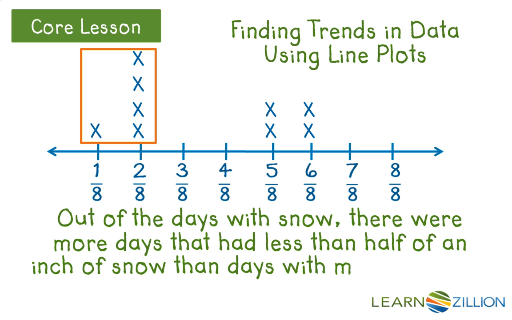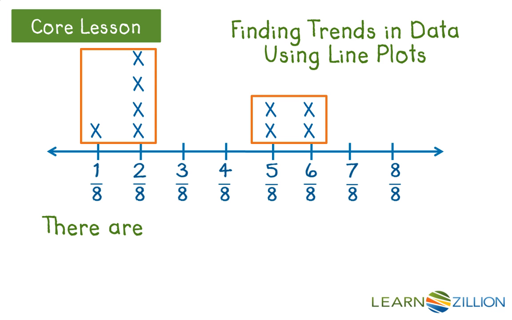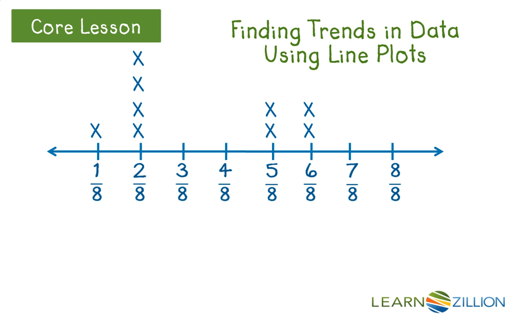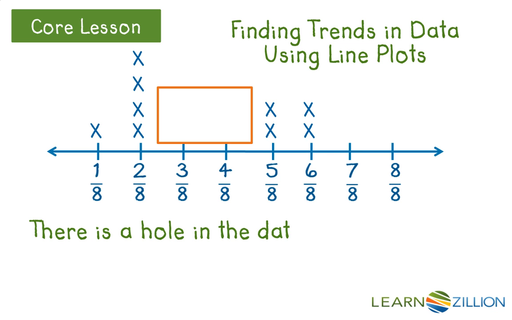Another trend we see is that most of our data is either between 1/8 of an inch and 2/8 of an inch, or between 5/8 of an inch and 6/8 of an inch. When we have groups of data on line plots like this, we call them clumps of data. We also see a trend where we don't have data towards the middle of our line plot, between 2/8 and 5/8 of an inch. When parts of a line plot don't have data, we call that section a hole in data. There are many ways to interpret information on a line plot.